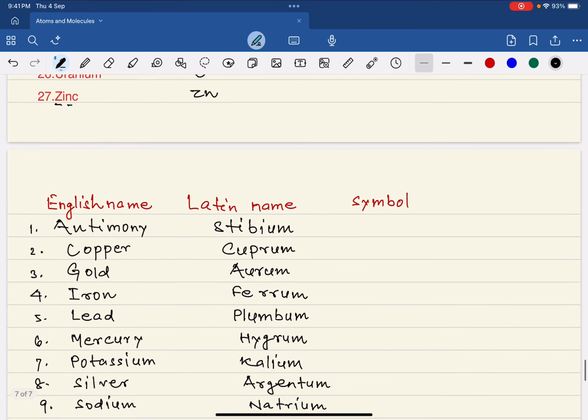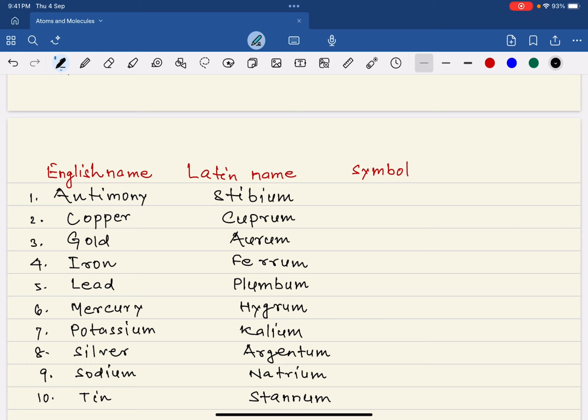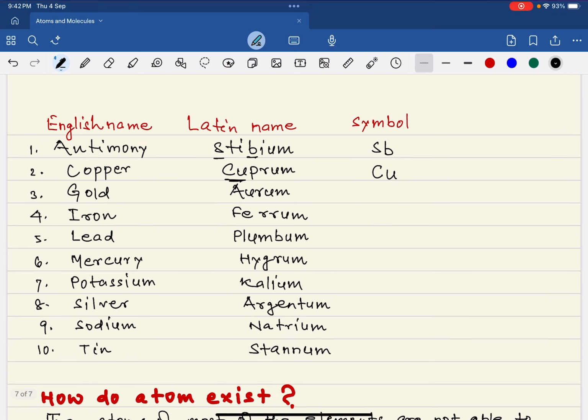So, now in chemistry some Latin names are used. For example, antimony: the English name is antimony, the Latin name is stibium, and the symbol is Sb. Copper is a well known element, but the Latin name is cuprum. The first two letters, Cu, are used. In case of the Latin name, S and B are used. Gold, the Latin name is aurum, and the first two letters, Au, of the Latin word are used.